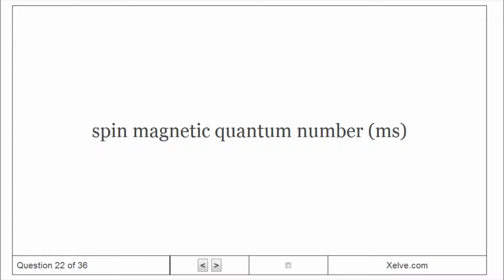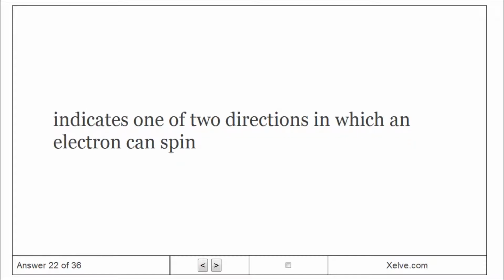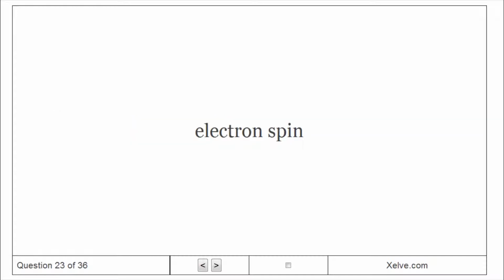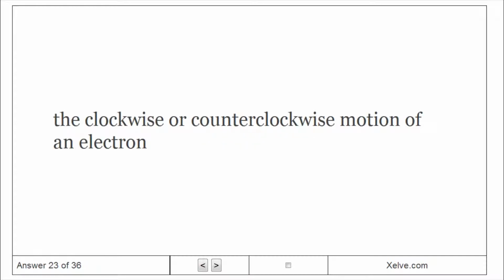Spin magnetic quantum number. Indicates one of two directions in which an electron can spin. Electron spin. The clockwise or counterclockwise motion of an electron.